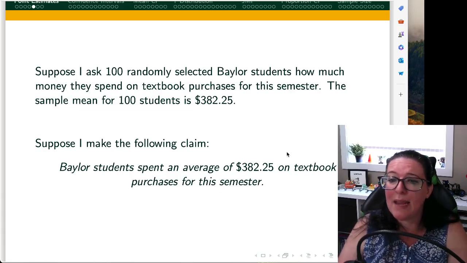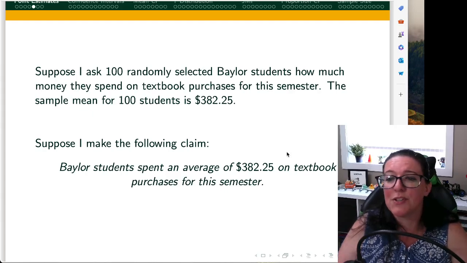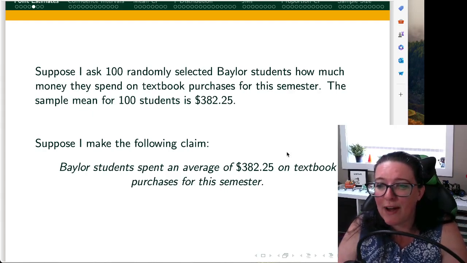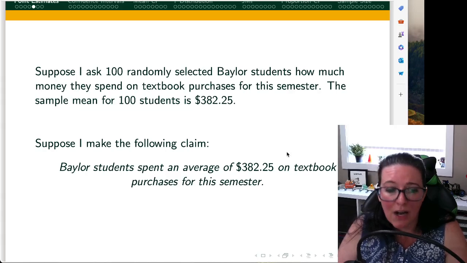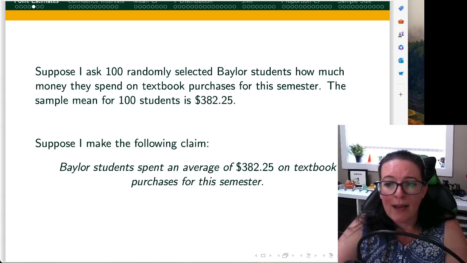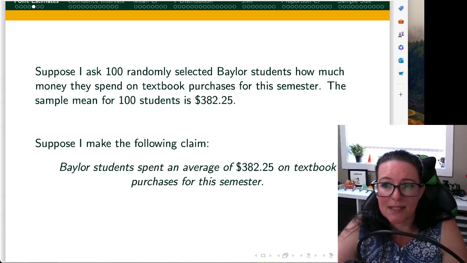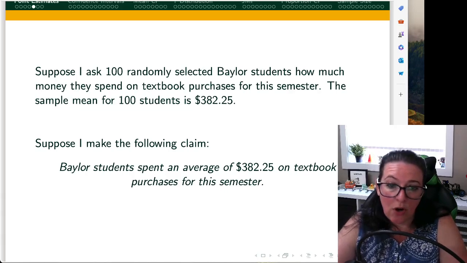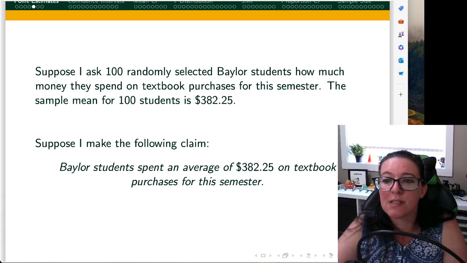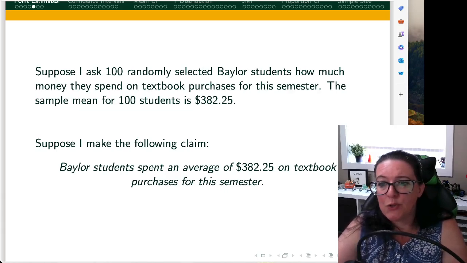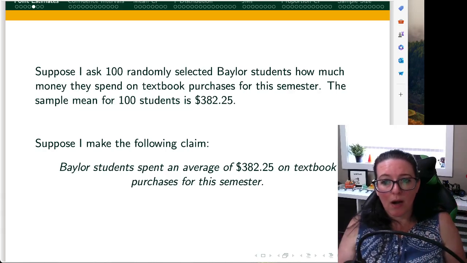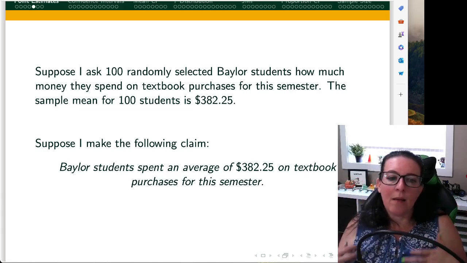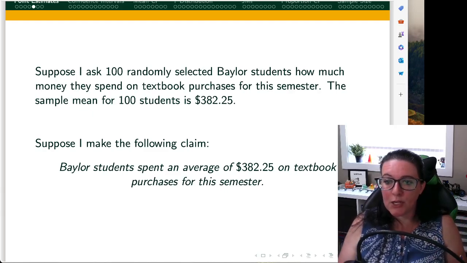So suppose I make the claim that all Baylor students spend an average of 382.25 on textbook purchases this semester. I'm taking my sample of 100 students and doing a point estimate. That sample statistic, that average of 382.25, I am then going to infer is the average for the entire population, all Baylor students, not just my 100 students. So our x bar here is 382.25, and I'm using a point estimate to talk about the population mean, mu.